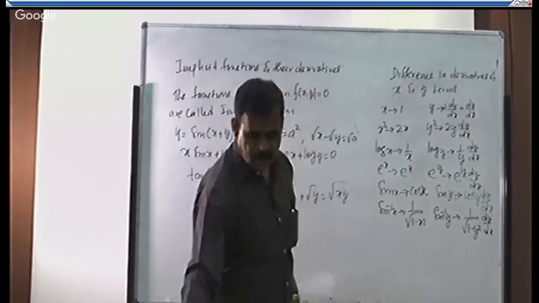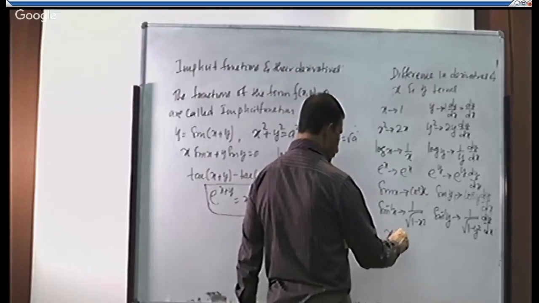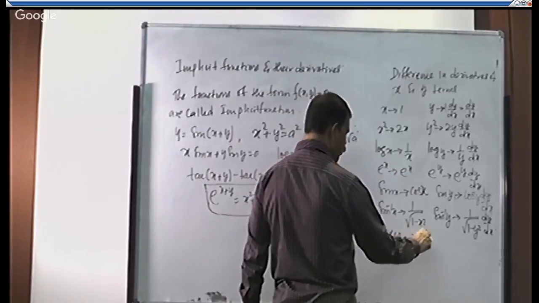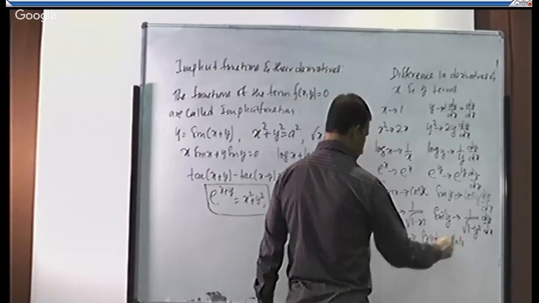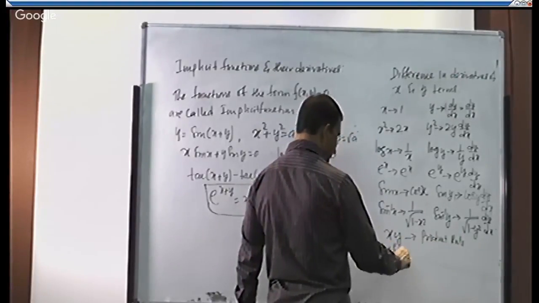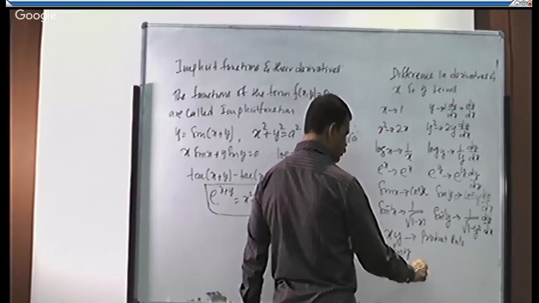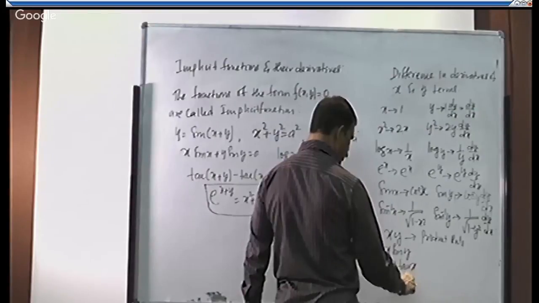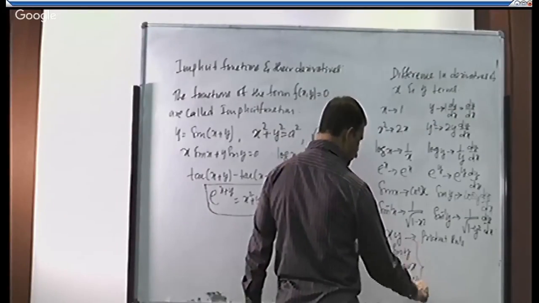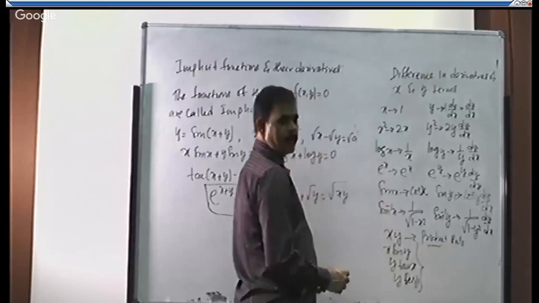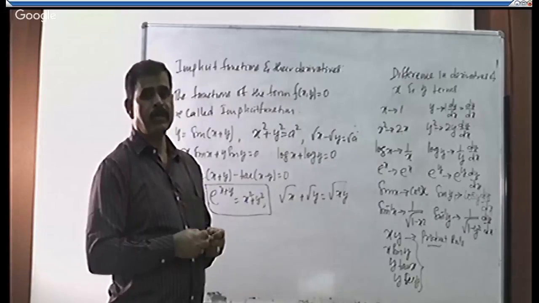Suppose if x term and y term are in the product form, xy, you have to use product rule. See, xy, x sin y, y tan x, y secant y, like that. For all these things, we have to use what? Product rule. Or if x and y term are in the quotient form, we have to use quotient rule.